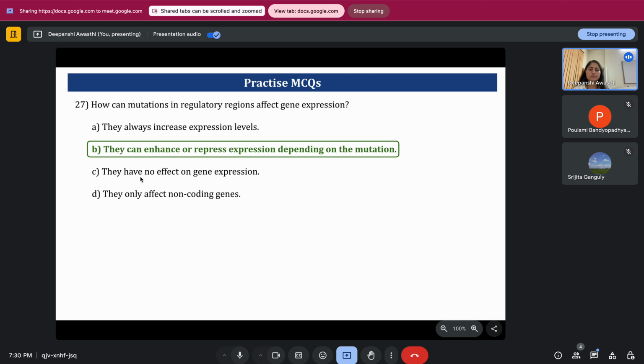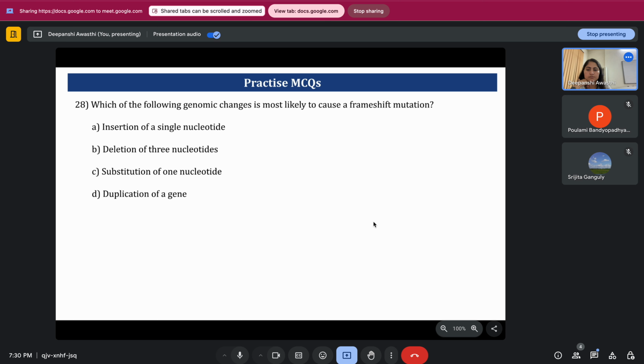So option C was they have no effect. Because these are regulatory regions, they will have an effect. They only affect non-coding genes. This is also not true, because regulatory regions generally lie upstream or downstream of the coding region. So they lie in the non-coding region and come under non-coding genes, so they affect the coding genes in most cases.